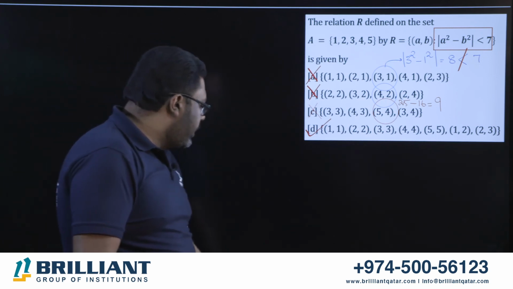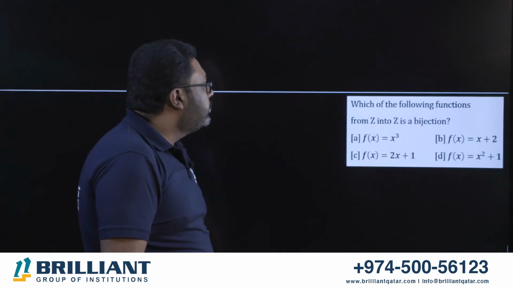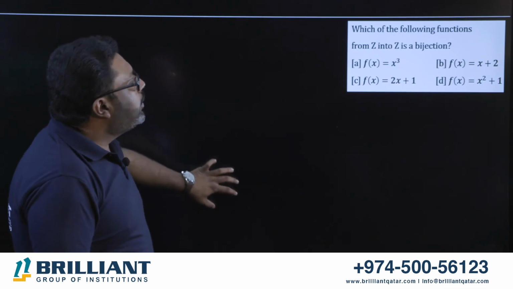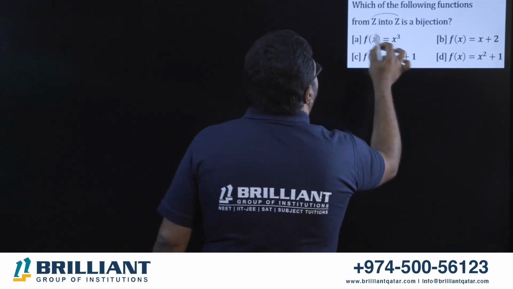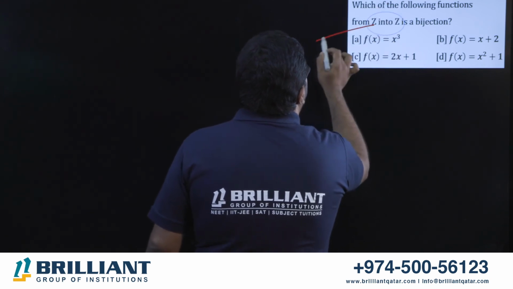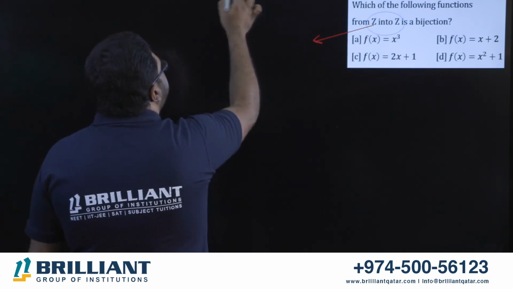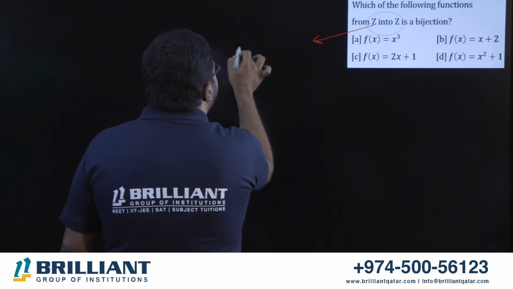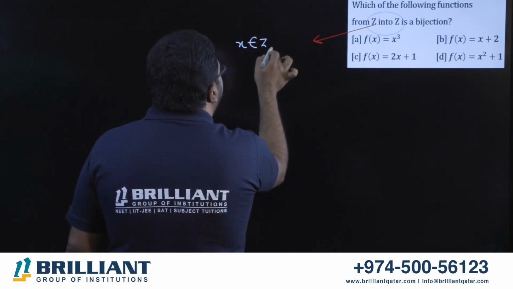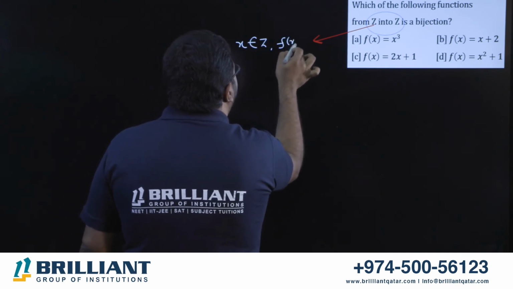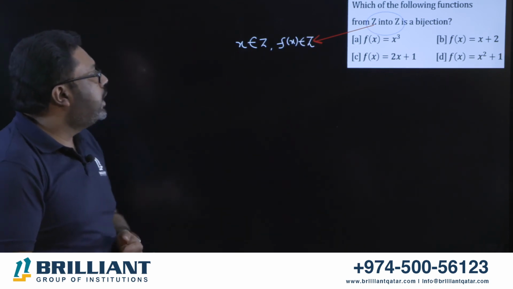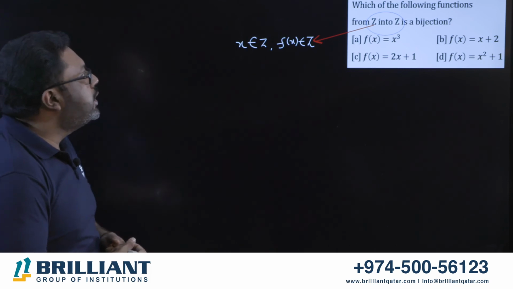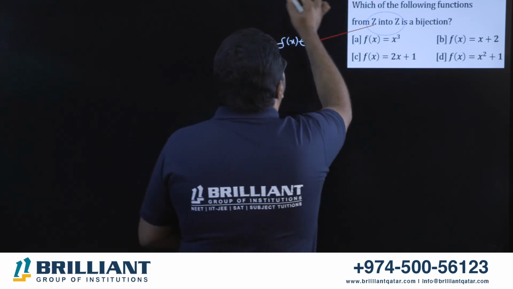Okay. So let's go to the next question now. Which of the following from Z to Z is a bijection? What is meant by Z to Z, all of you? Try to understand what is meant by Z to Z. It means integer to integer. So x is an integer, then f of x, your y, is also an integer. The domain is integer, the range is also an integer, and it is said to be a bijection.